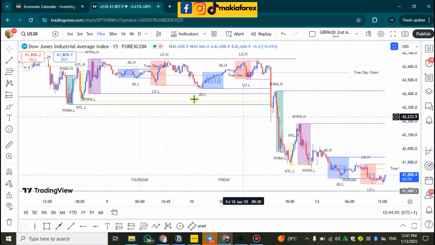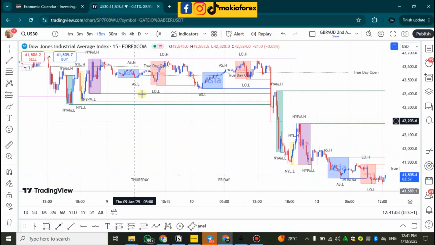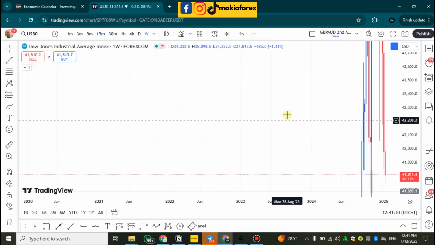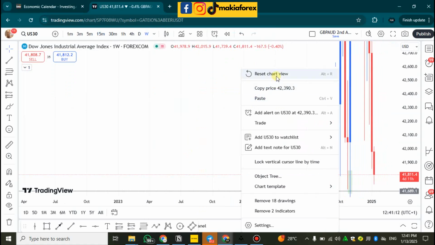This is US30, as you can clearly see. And when I'm trading this particular pair, I always want to look at the weekly time frame. I do my top-down analysis and try to look at what I'm going to be expecting for the week.